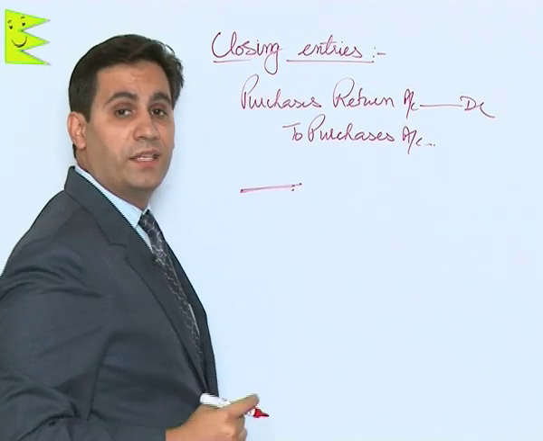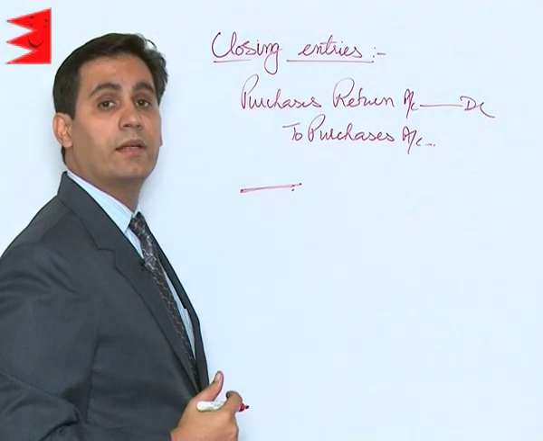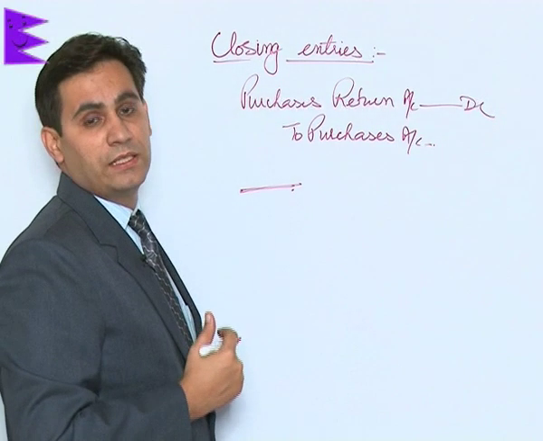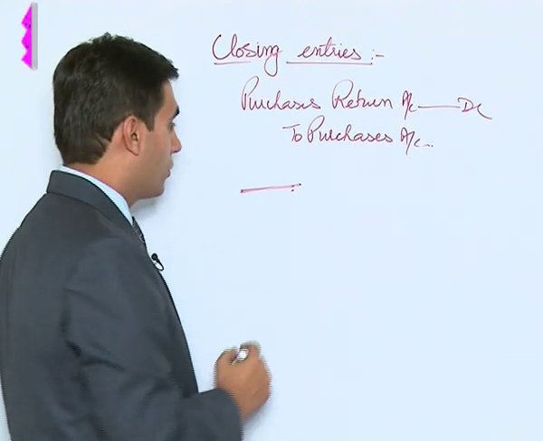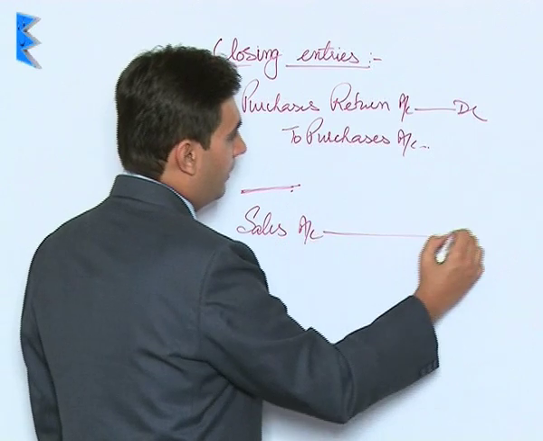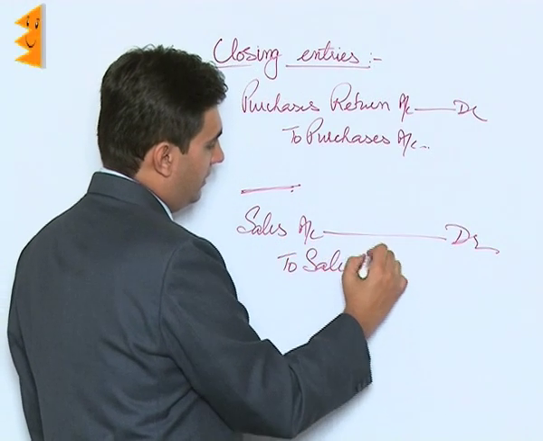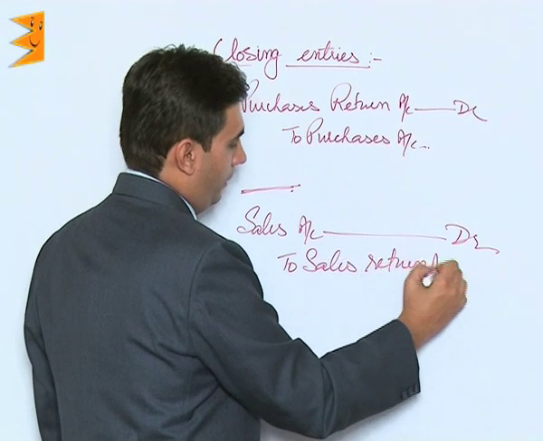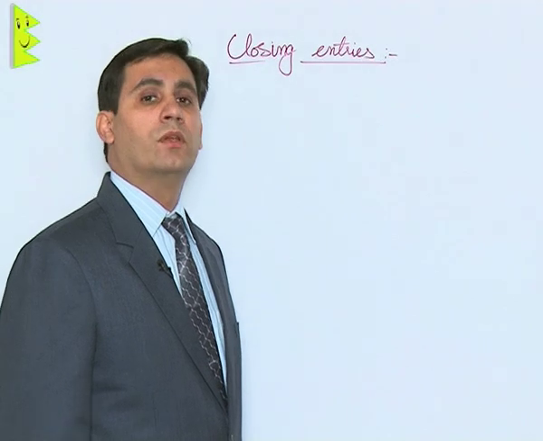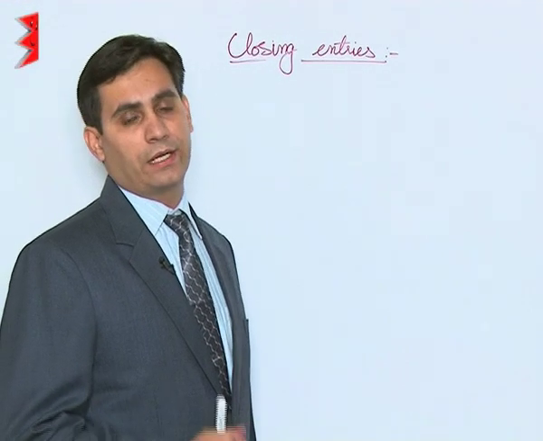Similarly, in case there are sales returns, then sales returns are closed by transferring them to the sales account. So the entry in that case would be sales account debited to sales return account. All the direct expenses are transferred to trading account.